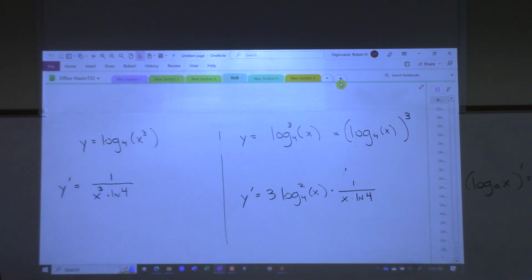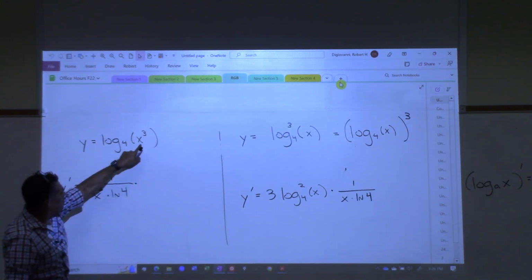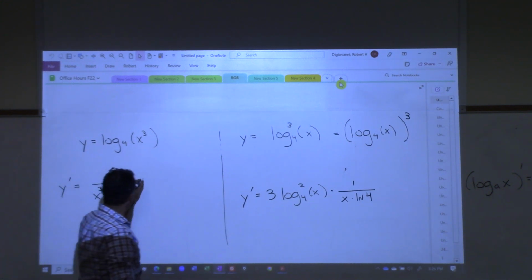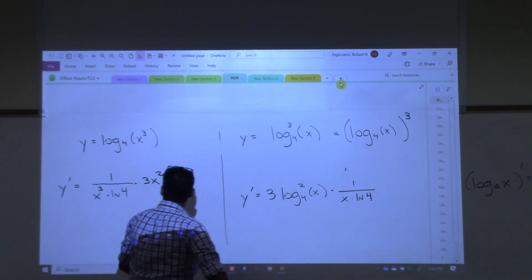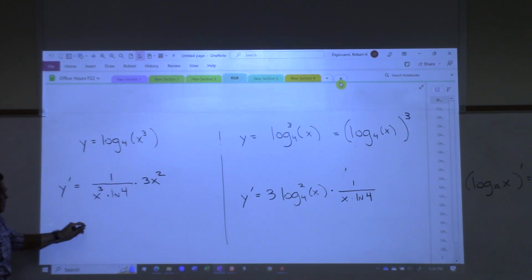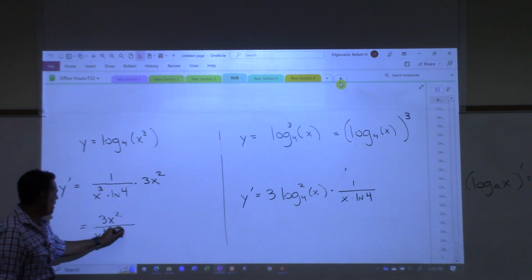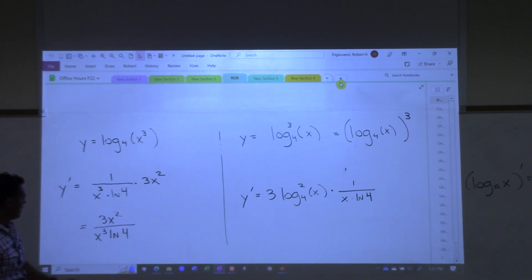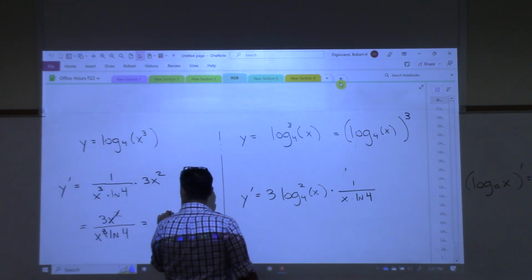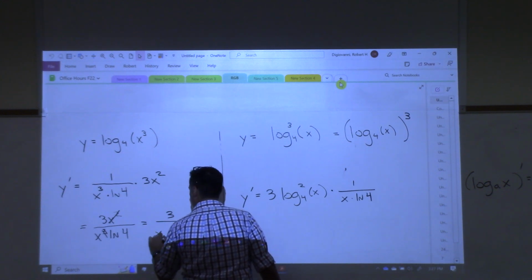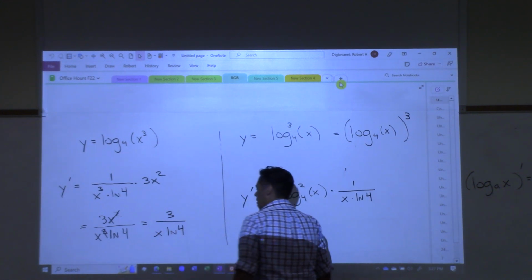But I'm not done, right? Now I need to multiply that by the derivative of what's in here, which is what? 3x squared. And there's still more I can do. I can put the 3x squared on top, and reduce the x. We can cancel out some of those x's, can't we? If I kill off these two, that would leave me with just 1 down there. So I could have put here 3 over x natural log 4, right?